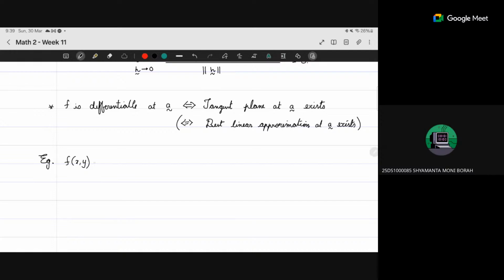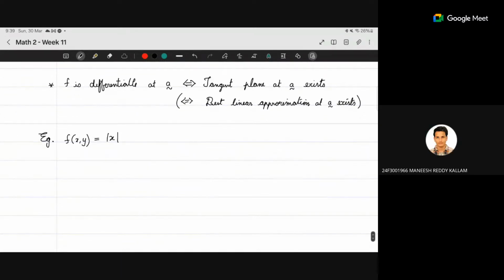Let me just call this guy mod x. Is this differentiable at the origin? Or what are the points where this is differentiable? No, sir. So what would the graph of this function look like? It's like a folded paper, a sharp edge, a pyramid, a folded pyramid, I guess, sir.